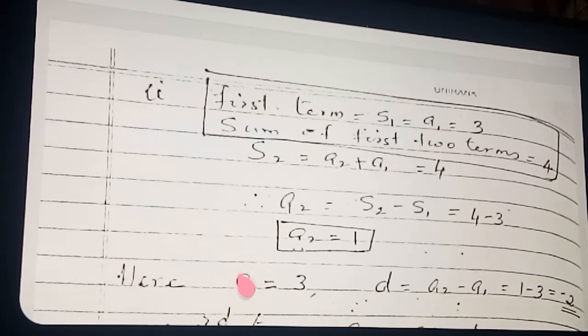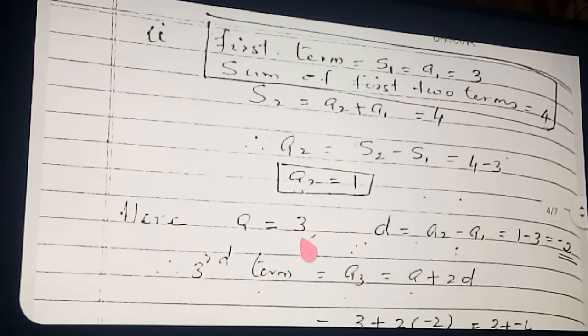So for finding out any number of terms, you always need the first term and the common difference. This point, once more, make it clear. S2 means what? Sum of two terms. That means you got 4 now. And therefore A2, how can we find out? A2 is equal to S2 minus S1. That is the formula you are studying. That means 4 minus 3, that means 1.